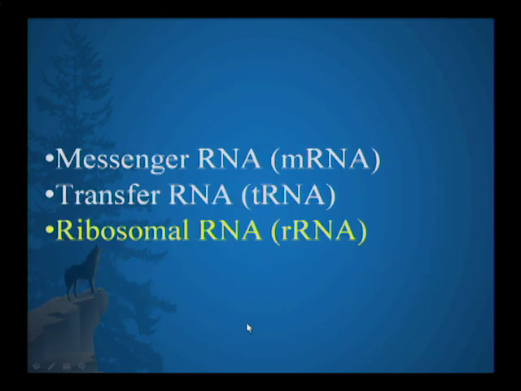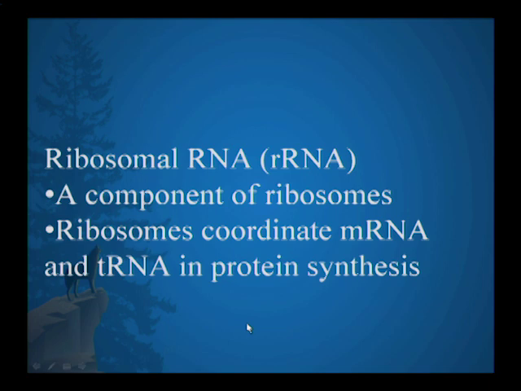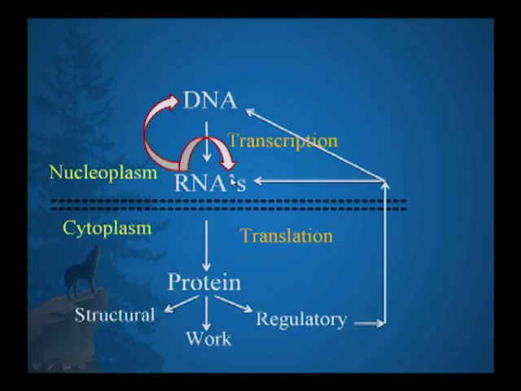And then ribosomal RNA is a component of ribosomes. And ribosomes coordinate the activities of mRNA and tRNAs in protein synthesis. So again, where we're headed, DNA codes for RNAs in a process known as transcription. RNAs move into the cytoplasm, and in a process of translation, a protein will be made. And that protein then will either be part of the structure of the organism, do the work of the organism, or feed back and regulate expression of genes. So let's look at an animation first, which shows us these processes of transcription and translation.